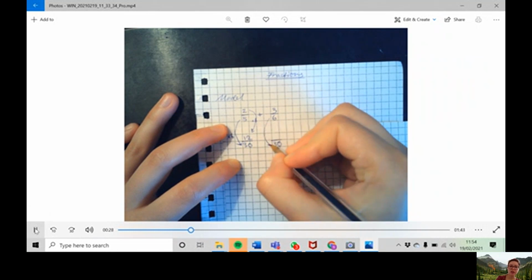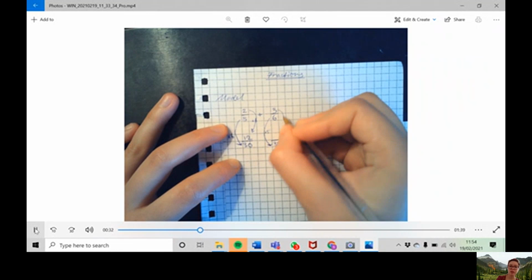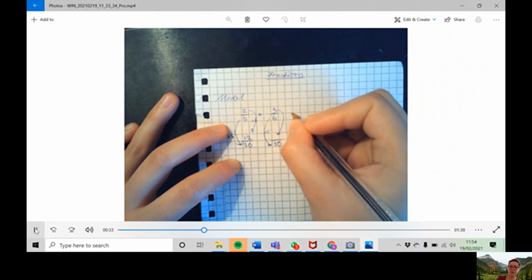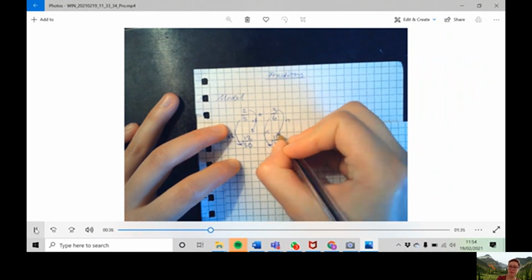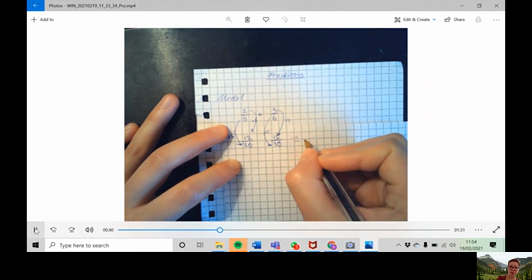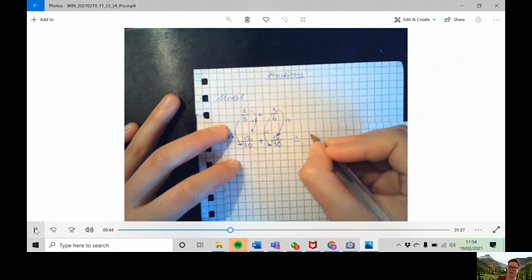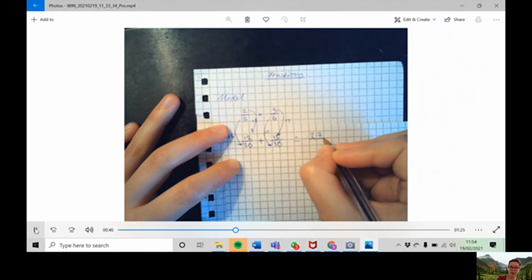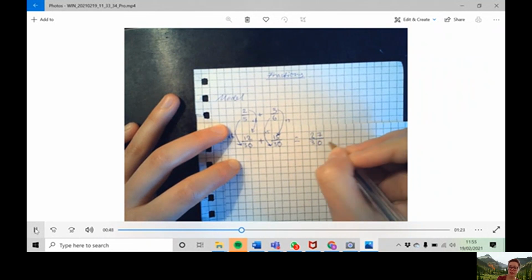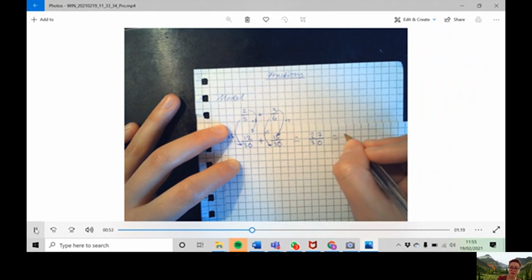Okay, 6 times what gives us 30? It was 5. So we do the same to the numerator. 3 times 5 gives us 15. And then we have to remember to add it all together. So 12 plus 15 gives us 27 over 30. And can we simplify that? Yes. If we divide each by 3, we get 9 over 10.